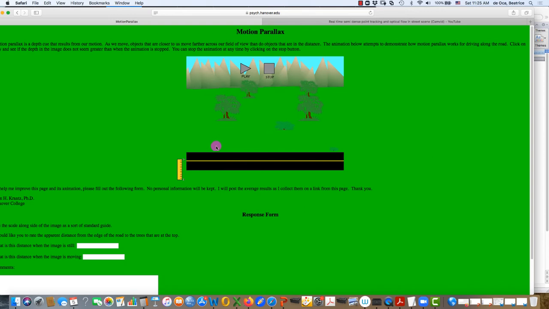Objects close by kind of zip past. Ones in the middle distance move by more slowly. And the mountains in the distance may not seem to move at all. The trees that are further back will slide past more slowly than the ones in the middle distance. And so that cue becomes important for estimating distance.